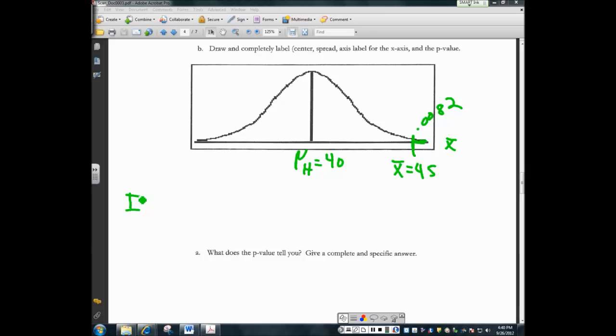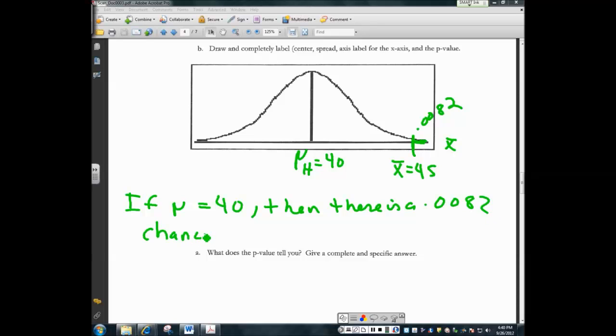So if mu is equal to 40, or if it were equal to 40, then there is a p-value chance, in this case a 0.0082 chance, of getting the statistic that we observed. It's a chance of getting an x bar, the statistic we observed, or one that's more extreme, further away from what H0 is. A 0.0082 chance of getting x bar greater than or equal to 45. That's a small chance, which means that we probably will reject H0. In fact, we did just a minute ago.